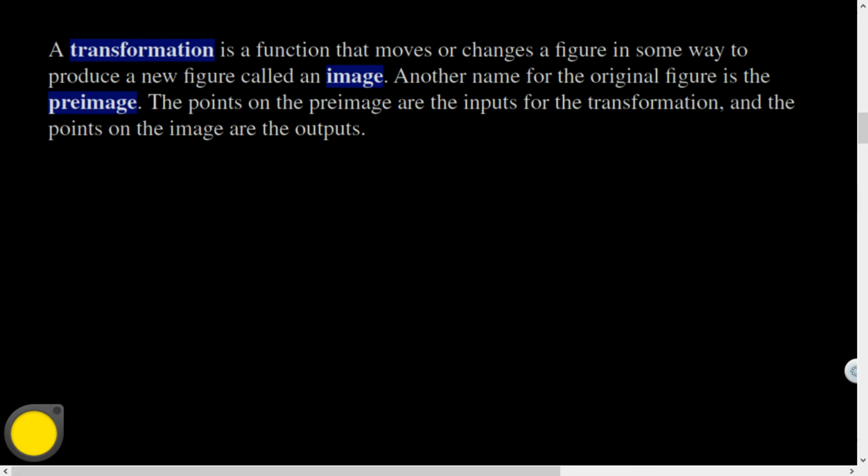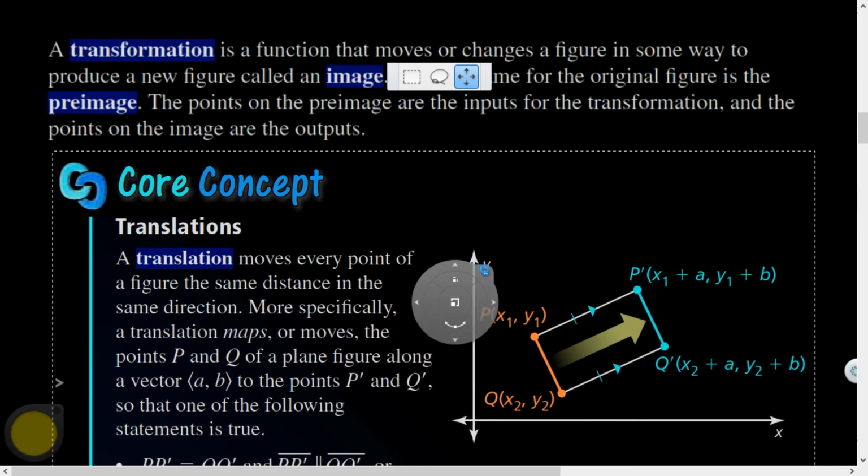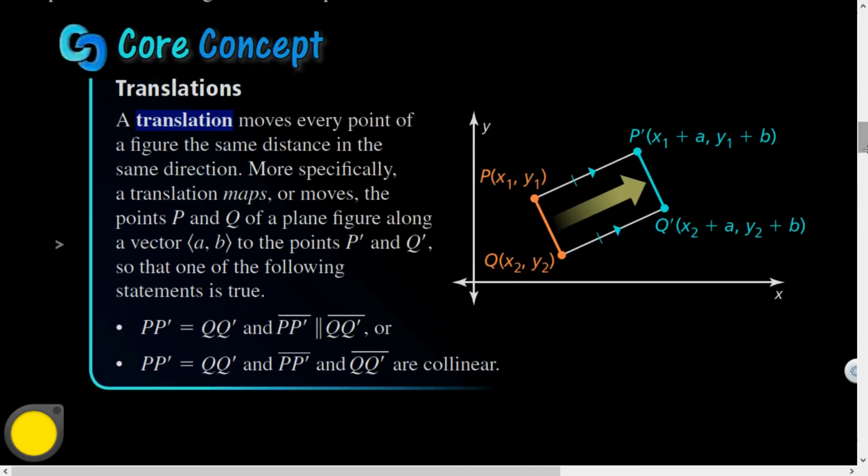We'll cover a variety of them in this chapter, but today we're talking specifically about translations. So translations. Your image is not going to be in color and won't make as much sense, but here we go. A translation moves every point of a figure the same distance in the same direction, so kind of move it by a vector. More specifically, a translation maps or moves the points P and Q of a plane figure along vector AB.